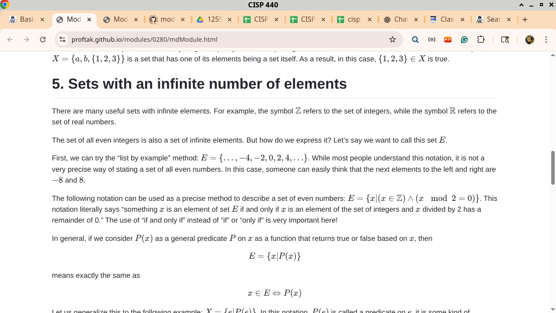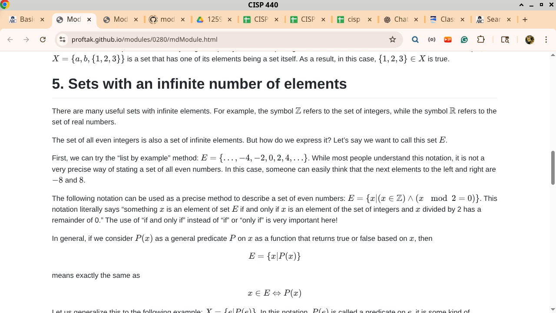You can contain the implication symbol here in certain contexts. But in this particular context, I need a conjunction because I need to make sure that x is first an integer because otherwise the mod operation doesn't make a whole lot of sense.